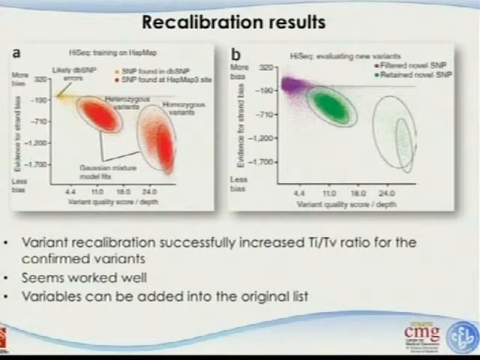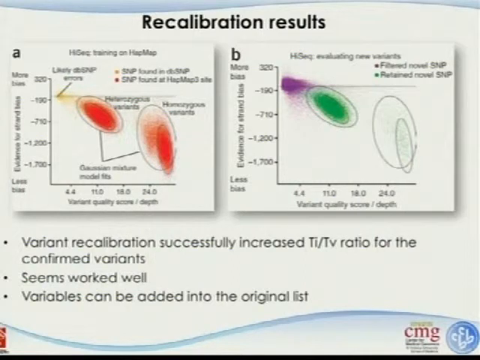Based on this simple strategy, I know the equations look more difficult, but that's what statisticians do. They just want to use those equations to confuse us. But the bottom line is the principle is simple: you train the machines, you get a bunch of parameters, you put your new SNPs in, and you can figure out which ones are potentially more real than others. The variant recalibration successfully increased the Ti/Tv ratios for the confirmed variants. Do we still remember what the Ti/Tv ratio is?